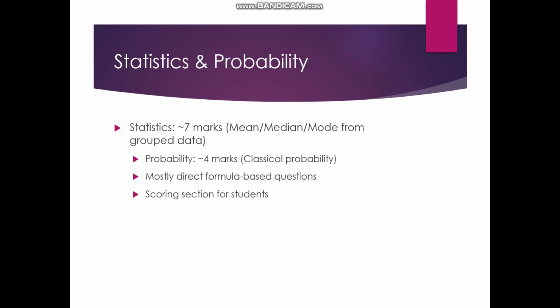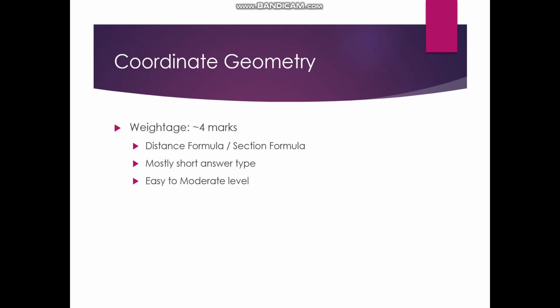Statistics and probability usually come to 7 marks for the mean, median, mode from grouped data, and probability 4 marks. One question has been directly asked from dice, and mostly direct formula based questions. These are a very scoring portion for every student, whether they belong to the moderate or average students or the weaker section, they can also carry marks from statistics and probability. So this is very fair enough.